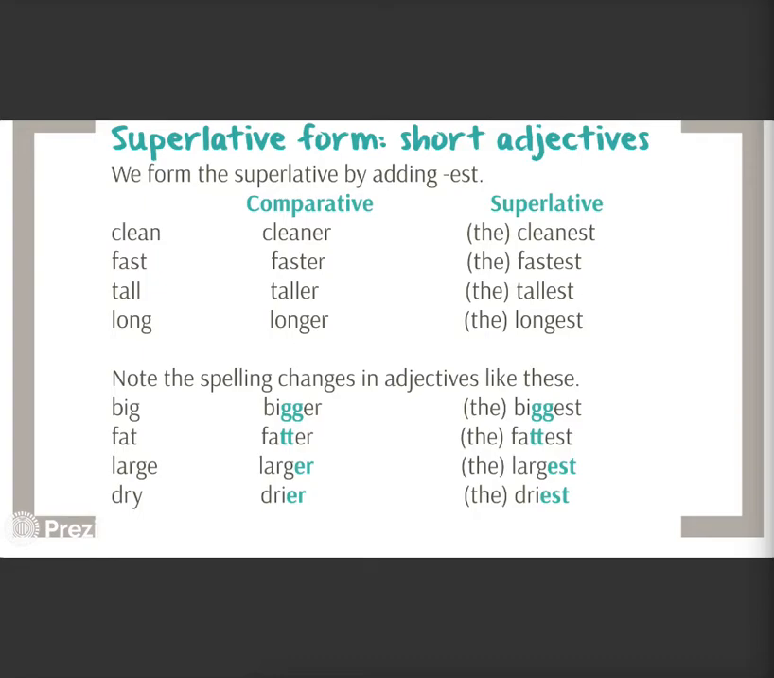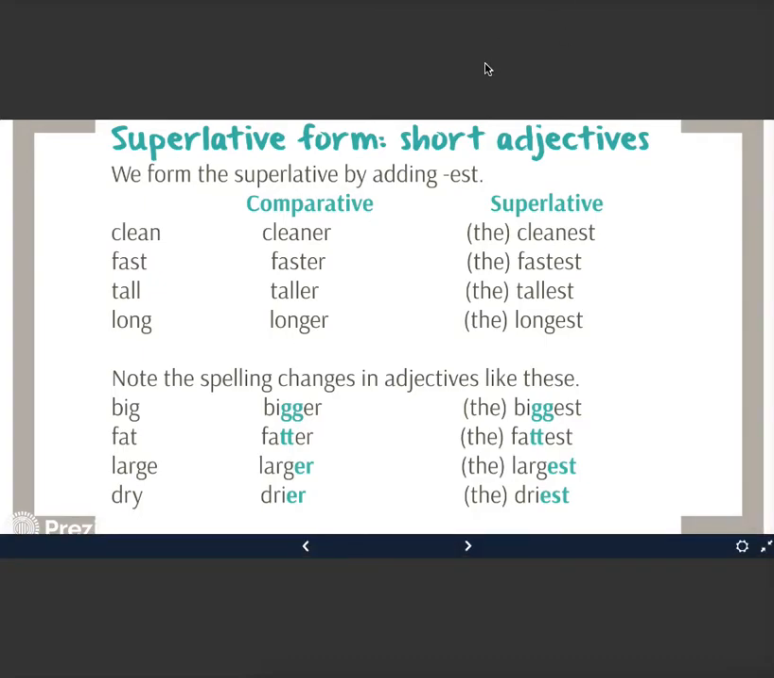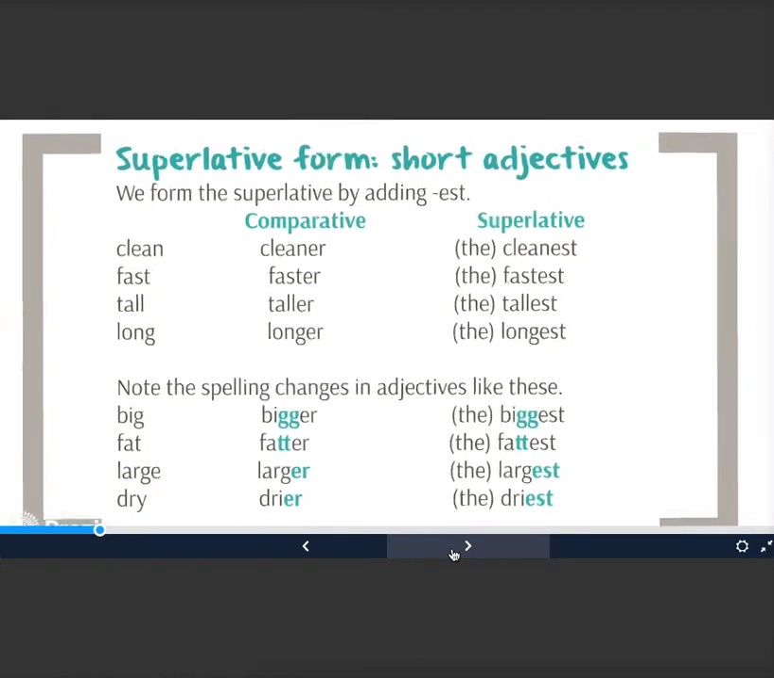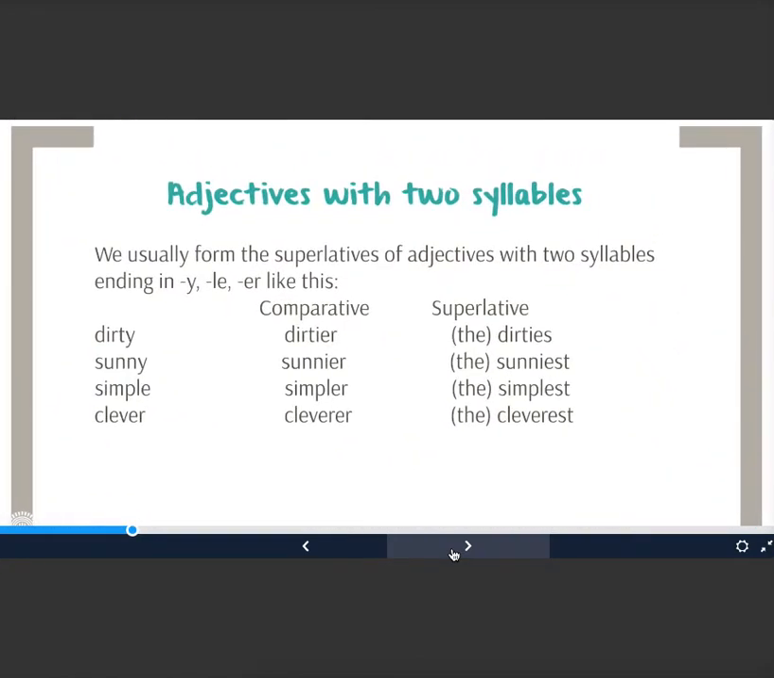Okay, babies, I guess that we are going to continue because the time is running and so on. So look at this. This is what happened with superlative and short adjectives. Okay, let's continue. Here we go again. What happened now when you have adjectives that have two syllables? Look at this rule. This is important. Look at this one. We are going to read.